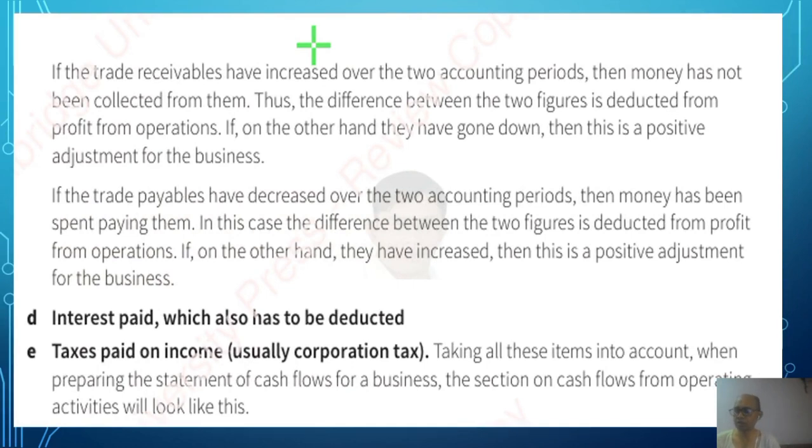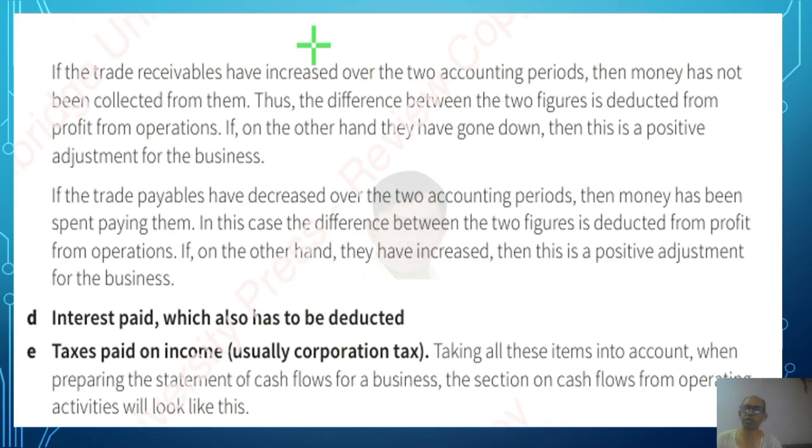If the trade receivables have increased over the two accounting periods, then money has not been collected from them. Thus, the difference between the two figures is deducted from profit from operations. If on the other hand they have gone down, then this is a positive adjustment for the business. If the trade payables have decreased over the two accounting periods, then money has been spent paying them. In this case, the difference between the two figures is deducted from profit from operations. If on the other hand they have increased, then this is a positive adjustment for the business.